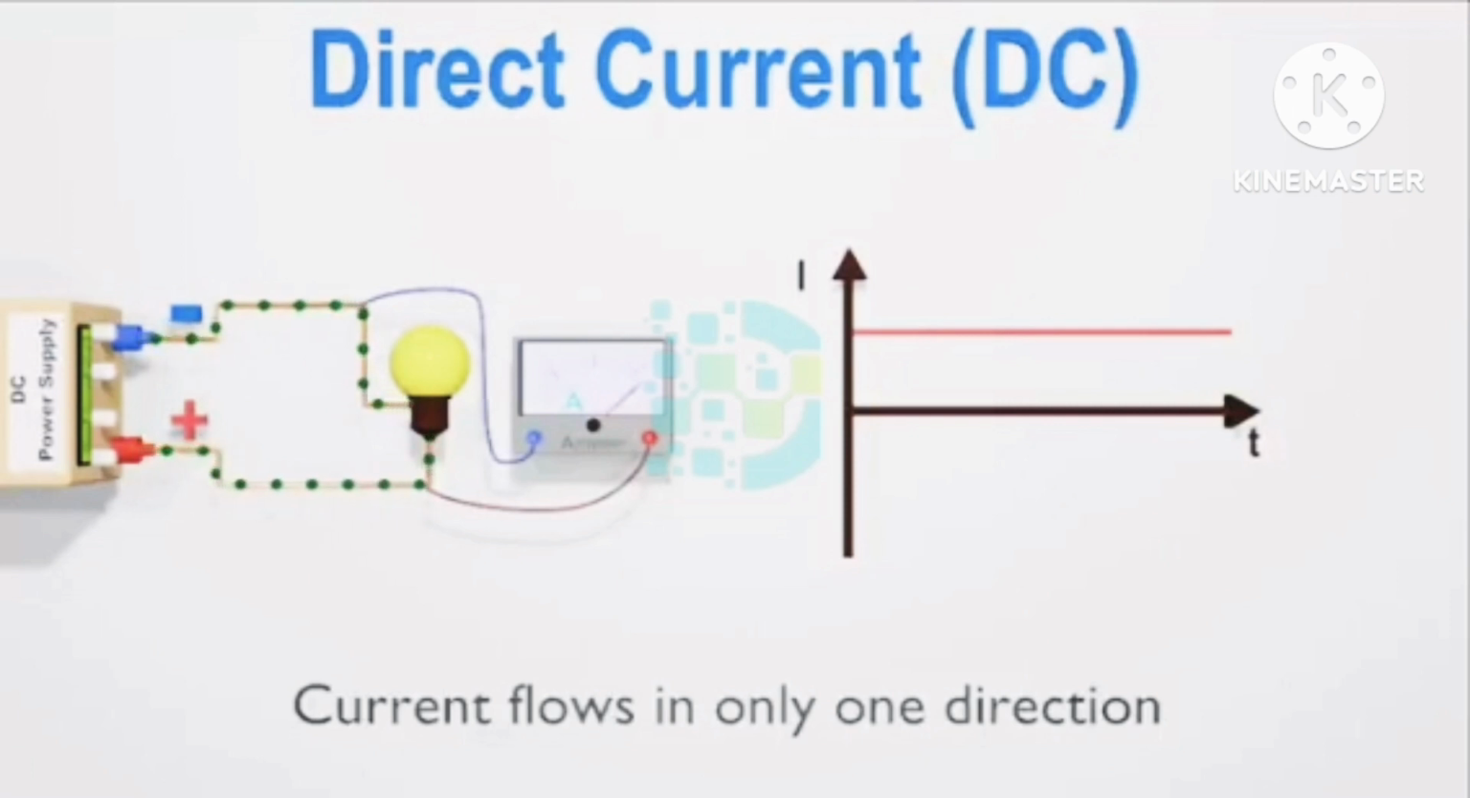DC powers appliances with delicate electronic circuits that require a simple and steady current flowing in one direction. Nowadays, this type of current powers cell phones, computers, and most other electronics. And the current obtained from batteries, solar cells, etc.